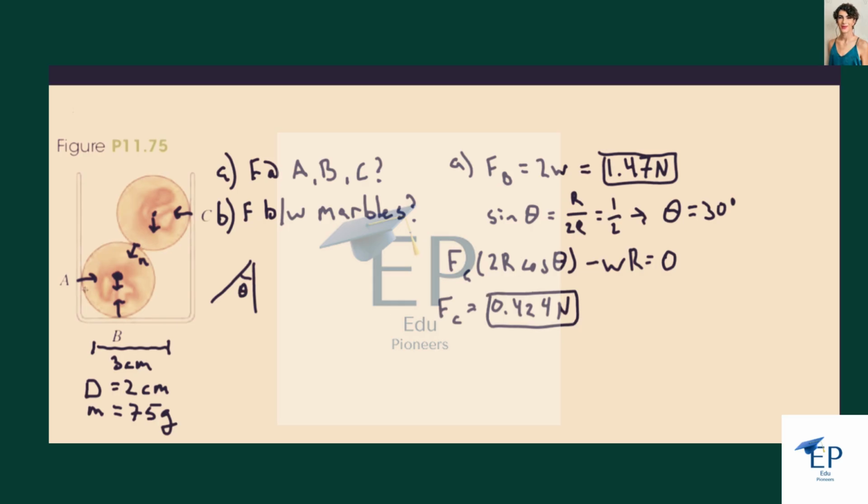And now FA has to be equal and opposite to FC, because those are the only 2 horizontal forces acting on the marbles as a whole. And if you wanted to be formal about it, that would be the sum of the x forces equals 0. You'd end up with this.